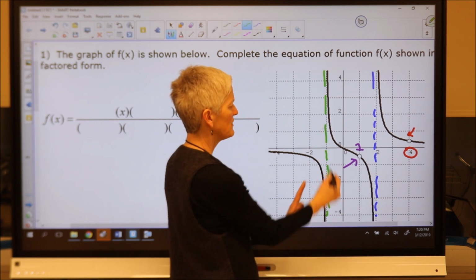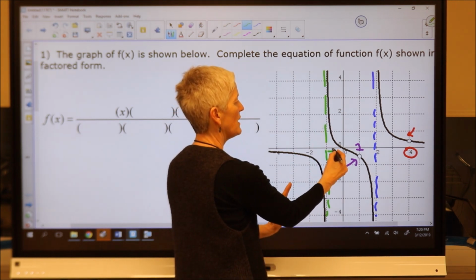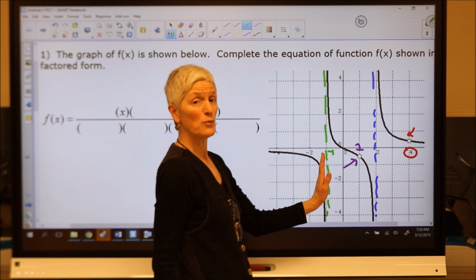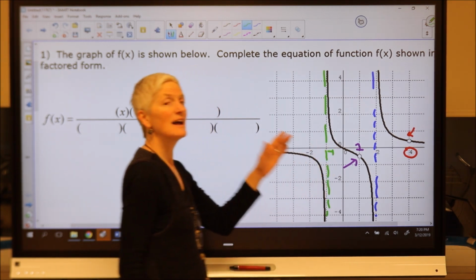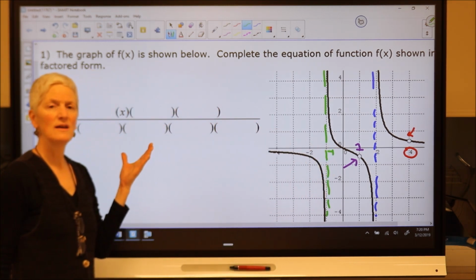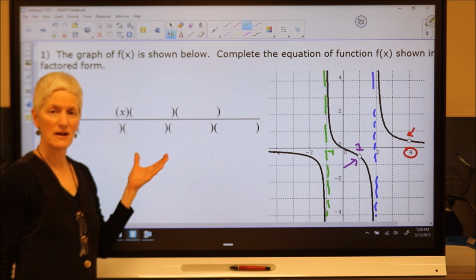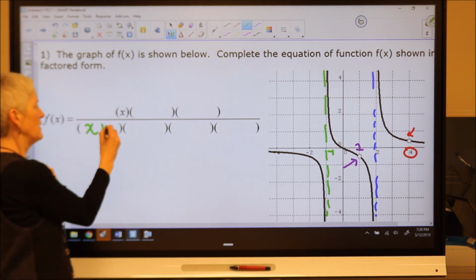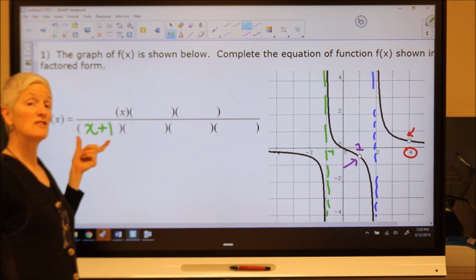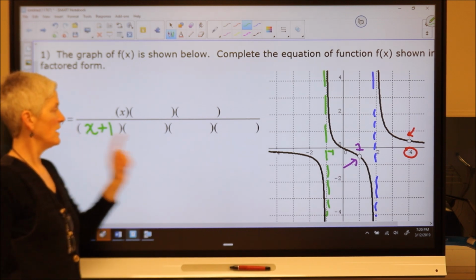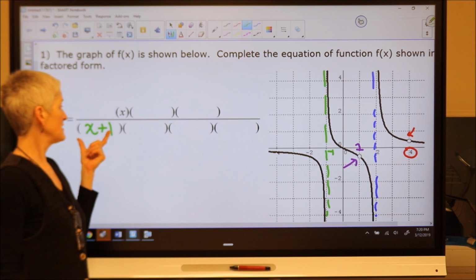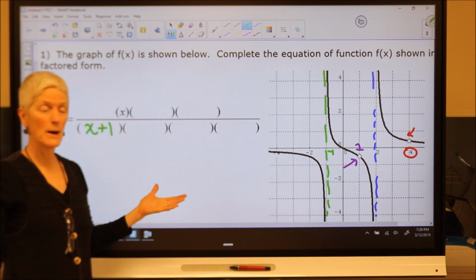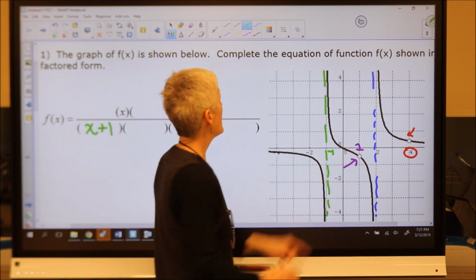So let's look at this asymptote. This asymptote exists where x equals -1. That means when I plug -1 into this function, I will get a 0 in the denominator. Well, that means I must have a factor of x plus 1 in the denominator, because when I plug in a -1, that's going to give me a 0. Boom.